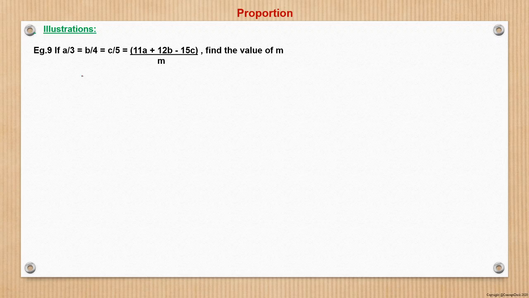Now another question, question number 9. Here it says that if a by 3 is equal to b by 4 is equal to c by 5 is equal to (11a plus 12b minus 15c) upon m, we have to find the value of m. So see, generic approach, let me solve first.